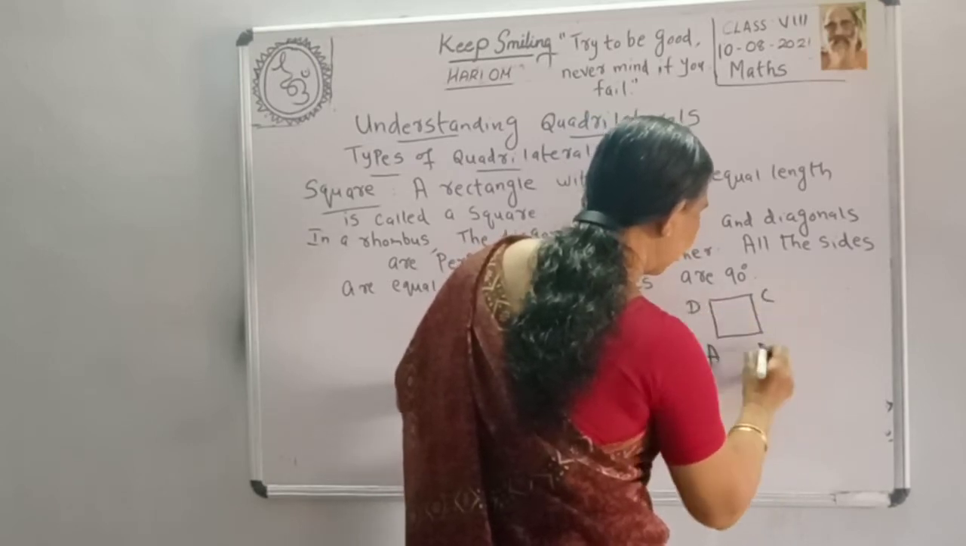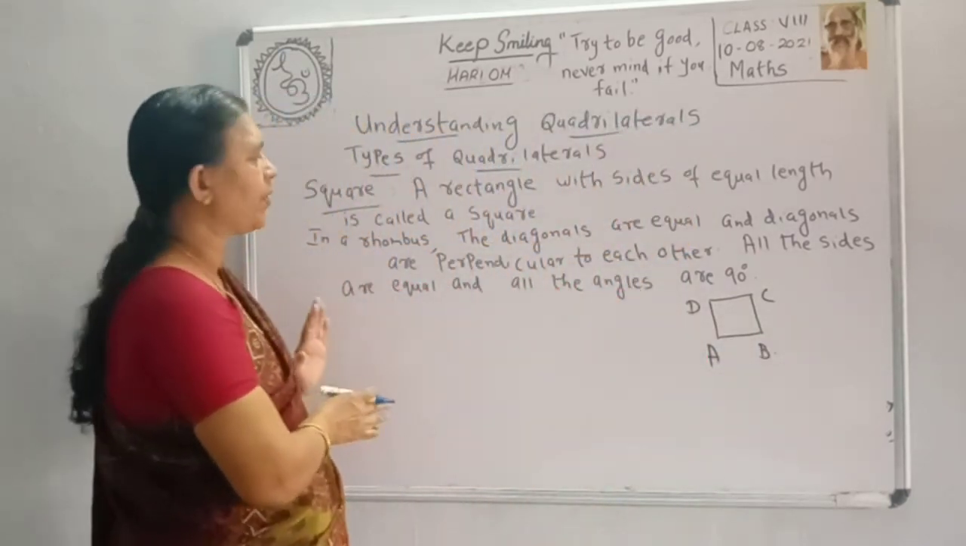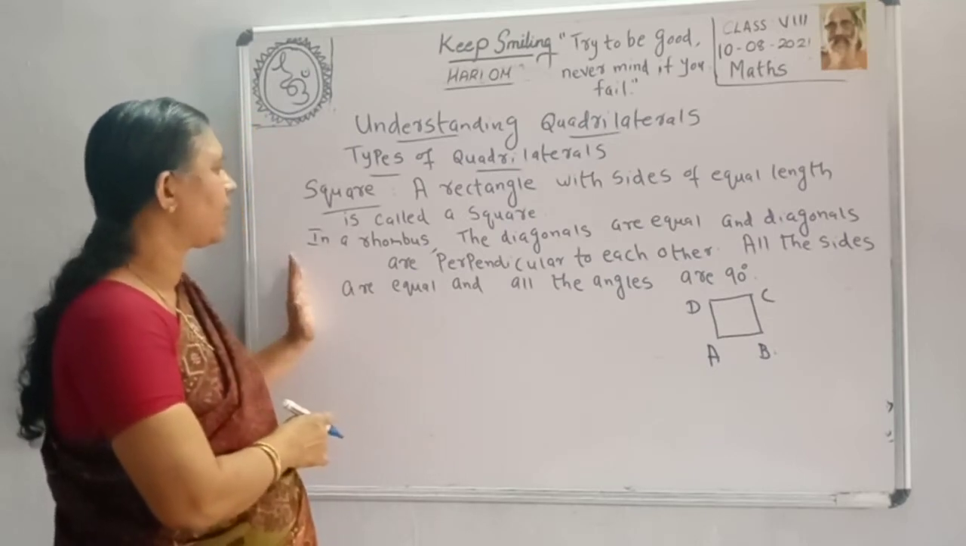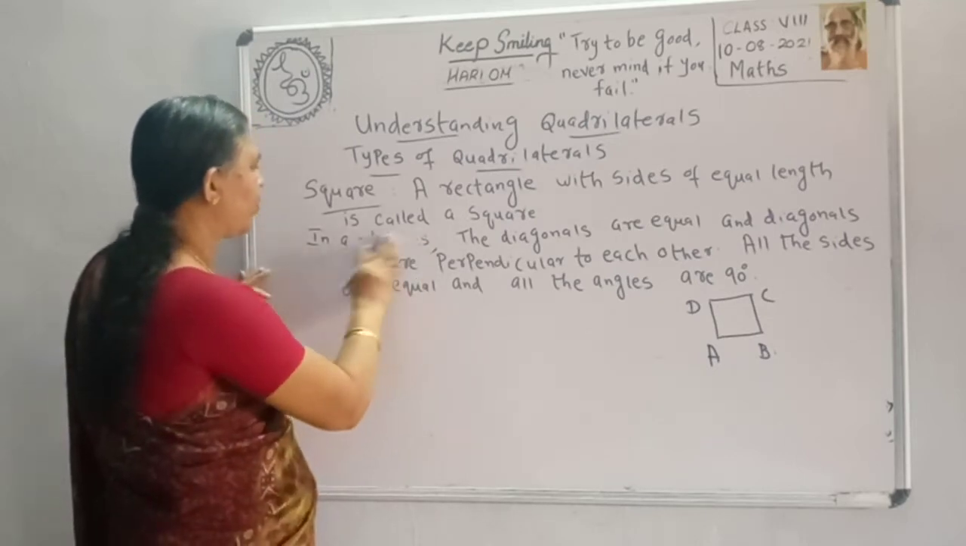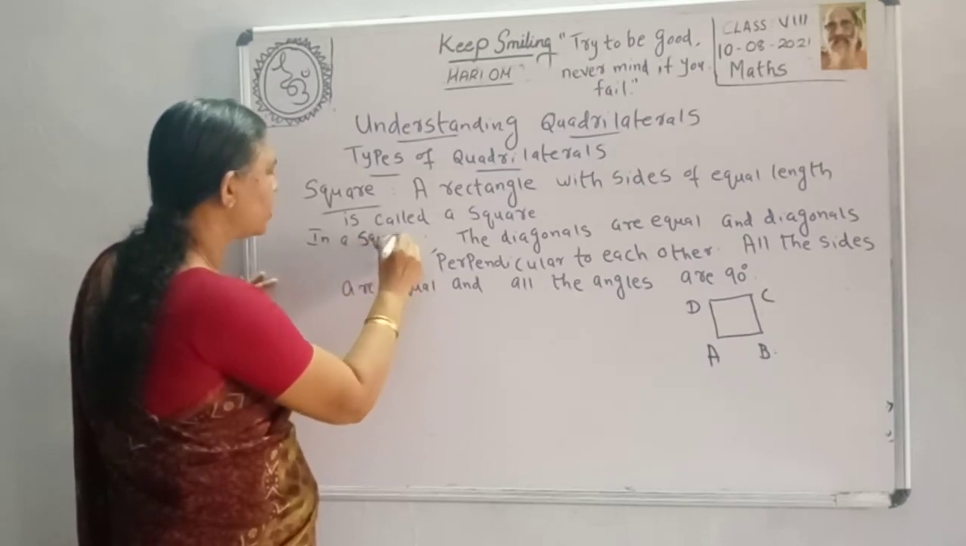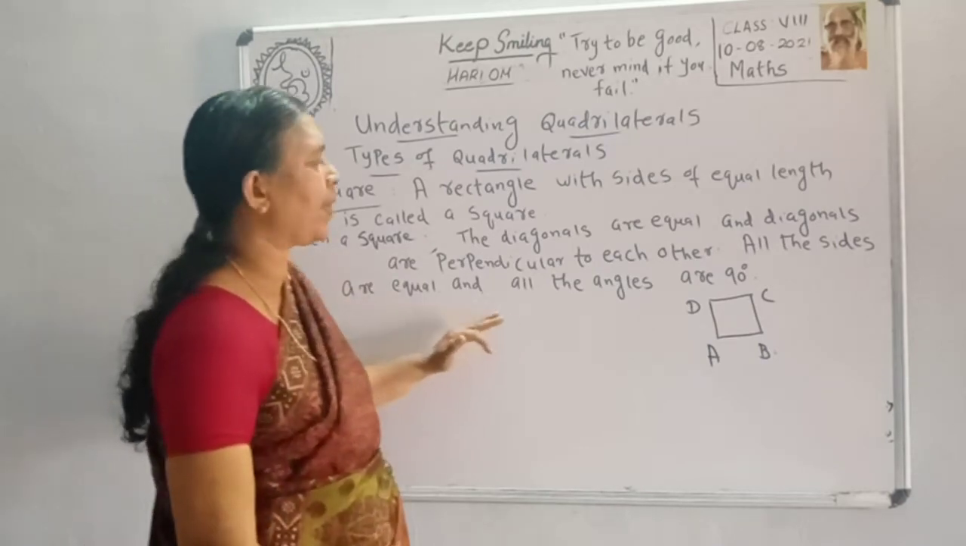ABCD is a square. Here, AB is equal to BC is equal to CD is equal to AD. A rectangle with sides of equal length is called a square. In a square, the diagonals are equal and the diagonals are perpendicular to each other.